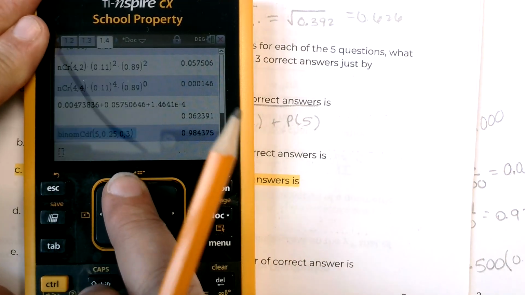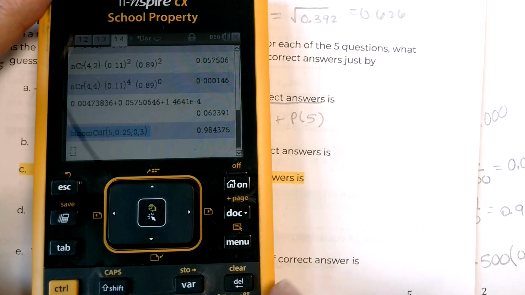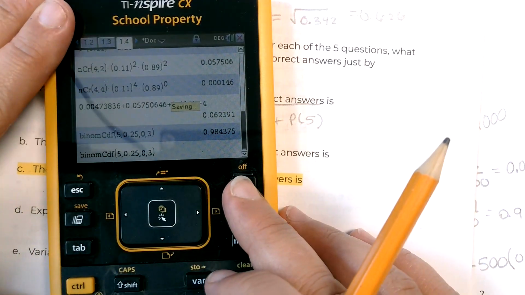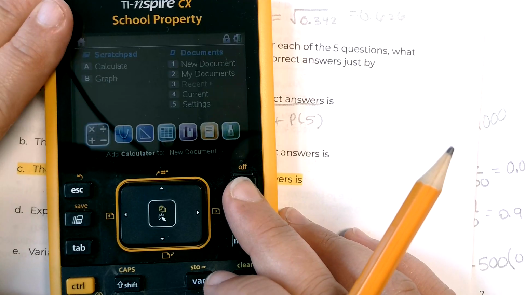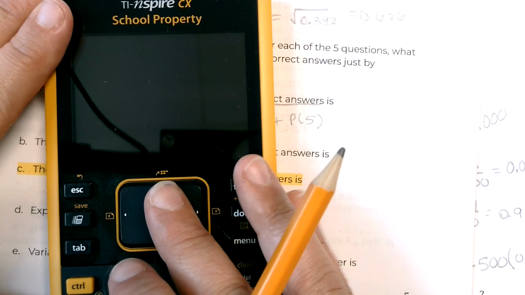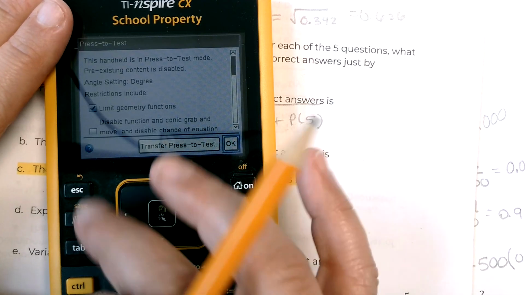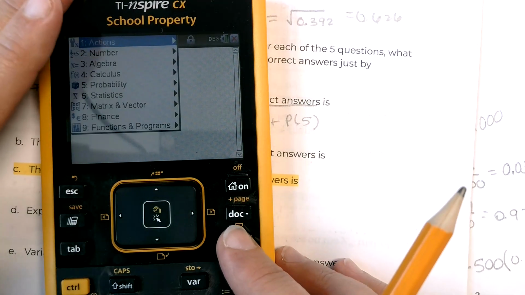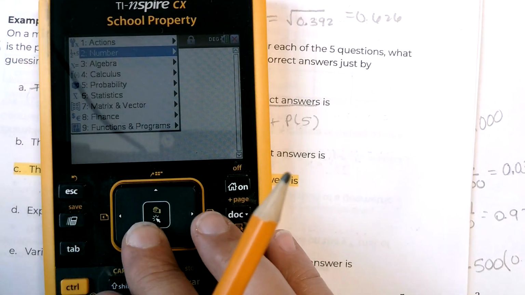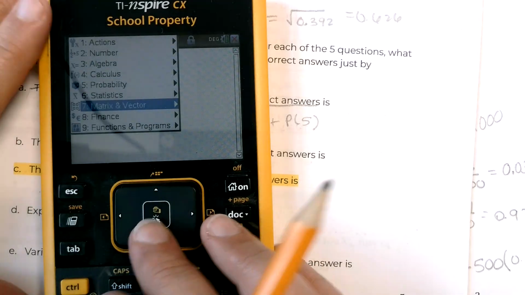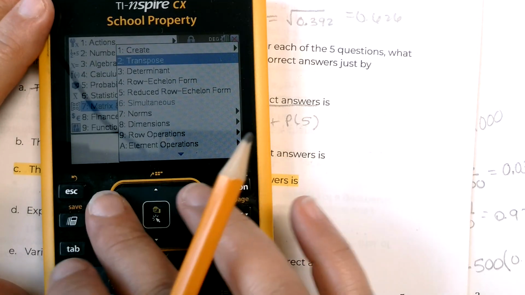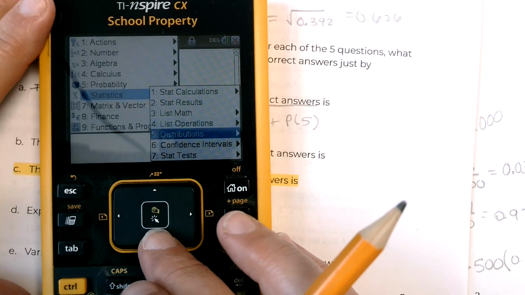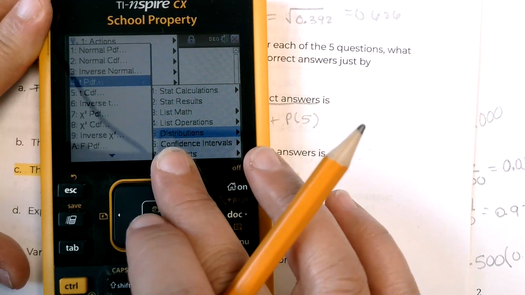Now, I can go up here and I can copy this one because it's the same information. Or I can go and put it in again. So I'm going to go ahead and do it again. Hang on, I turned off my computer. There we go. So we have menu, statistics, distribution, binomial CDF.